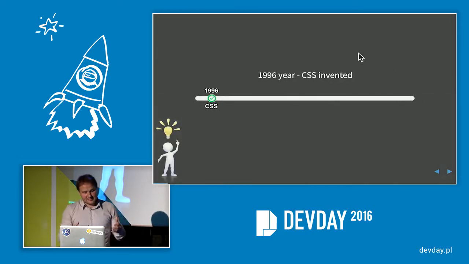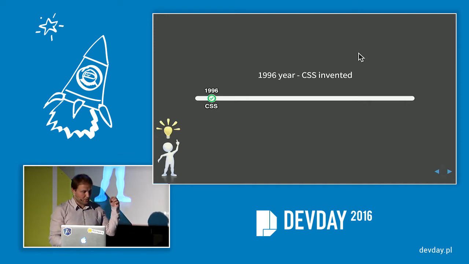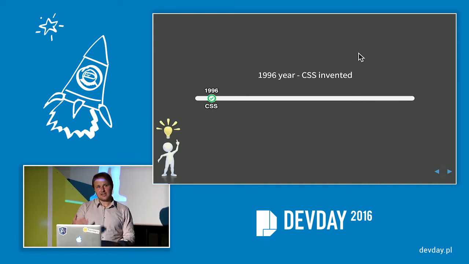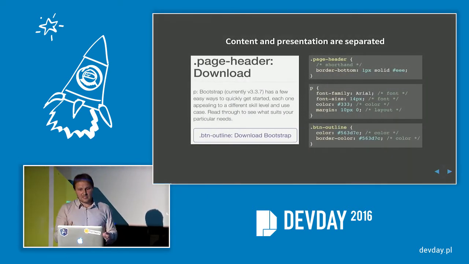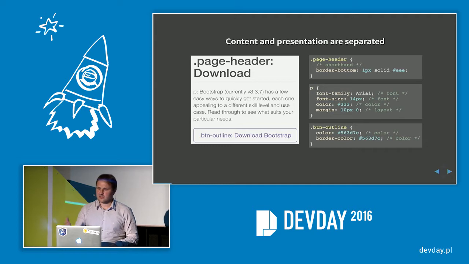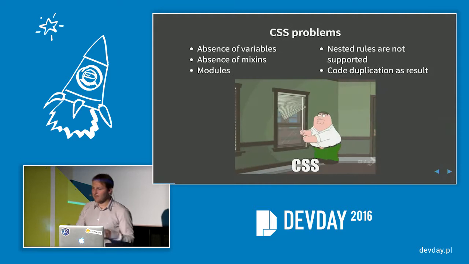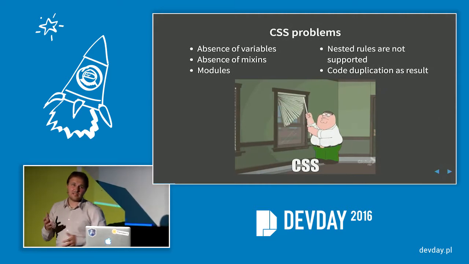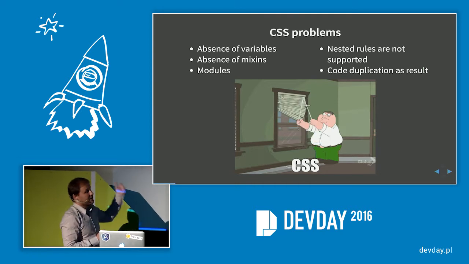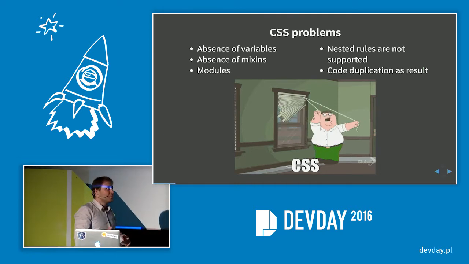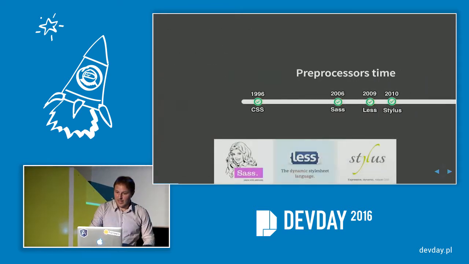And in 1996, the community actually got tired and decided it's enough to mix the document content and its presentation. Exactly for this, CSS was invented. It's designed to provide styles for fonts, colors, layout, everything, and mostly to separate things. But CSS had its own problems. Let's count them. It's the absence of variables, absence of mixins, lack of modularity, nested rules, and code duplication as a result of all this. So sometimes we think about CSS like that.